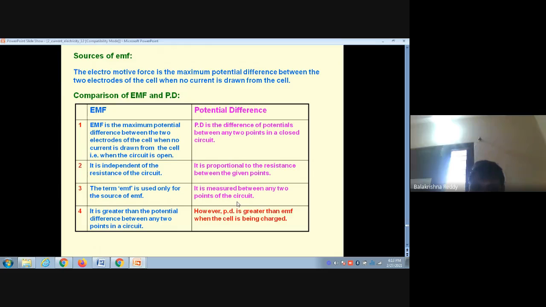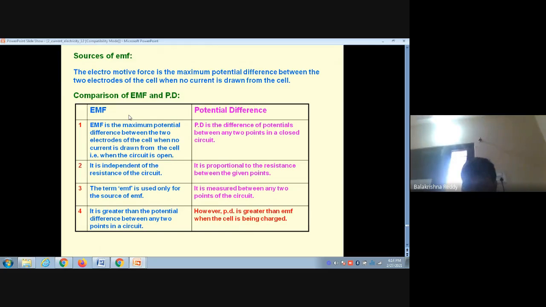Now, the most important thing you can find from all these points: EMF is the greater one, but the potential difference is always less than the EMF of the cell. Whatever external circuit you have connected to the EMF, if you try to measure the potential difference, this potential difference is always less than the battery potential. Battery means the EMF of the cell. Okay.